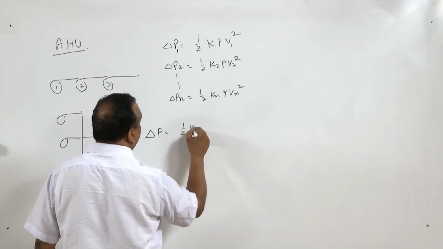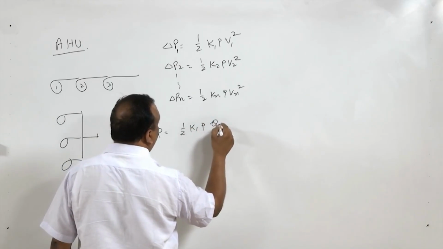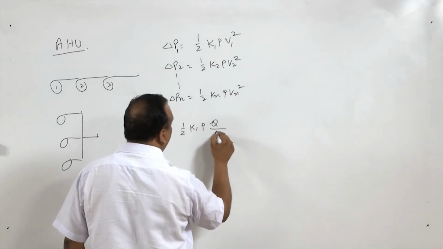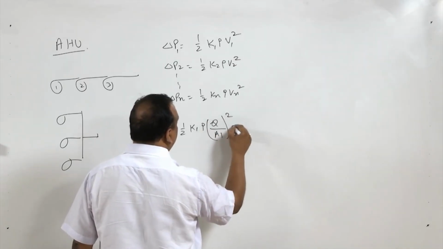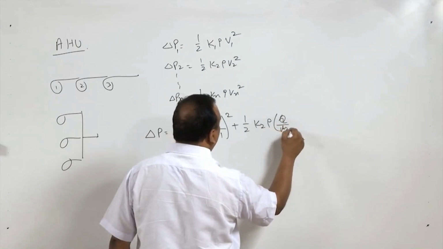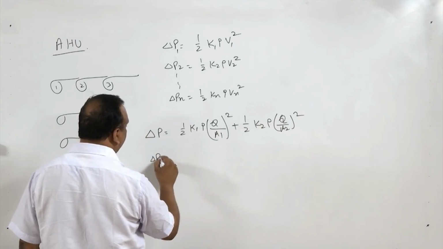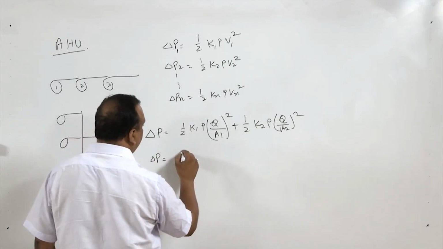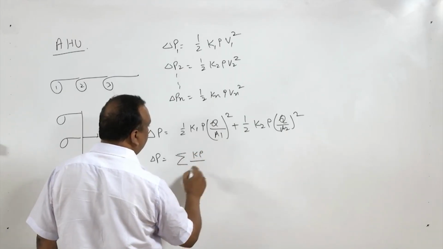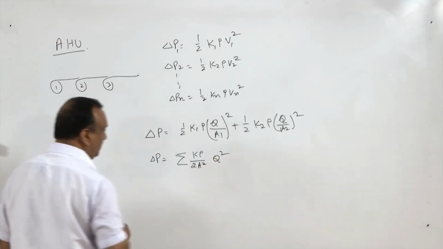half K1 rho Q. Discharge is same because when they are connected in series, discharge is same, Q by A1 whole square, plus half K2 rho Q by A2 whole square, and so on. And then delta P can be written as sigma K rho by 2 A square Q square.